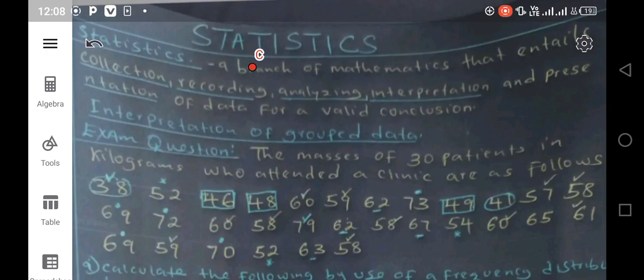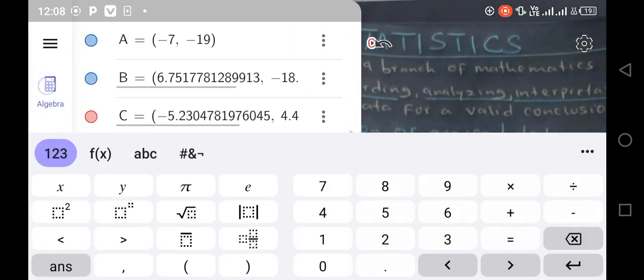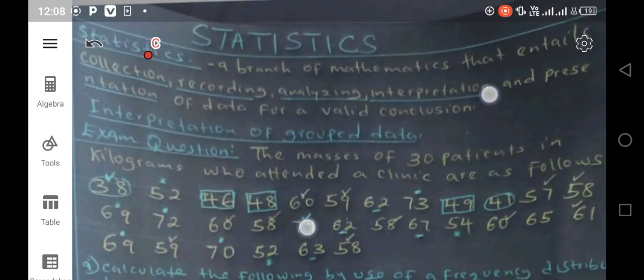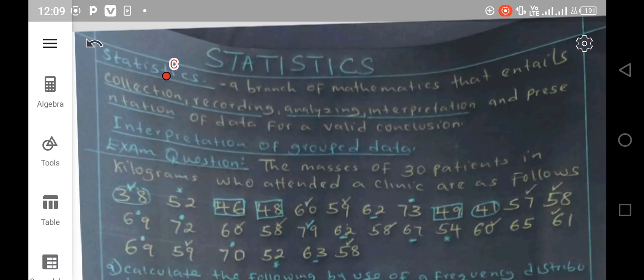Discuss on statistics. So we're going to say, what is this particular statistics? Statistics is a branch of mathematics that entails collection, recording, analyzing, interpretation, and presentation of data for a valid conclusion.